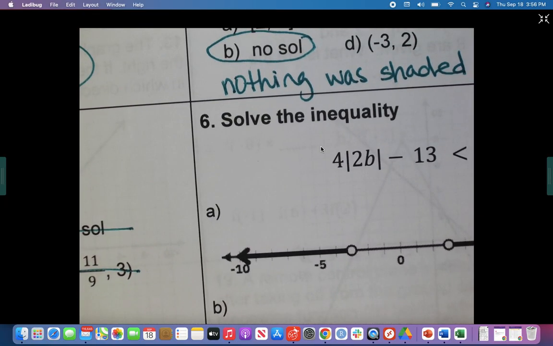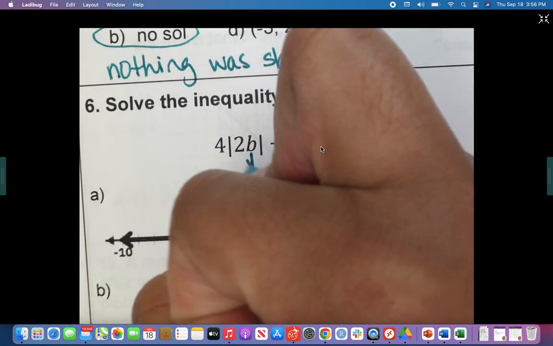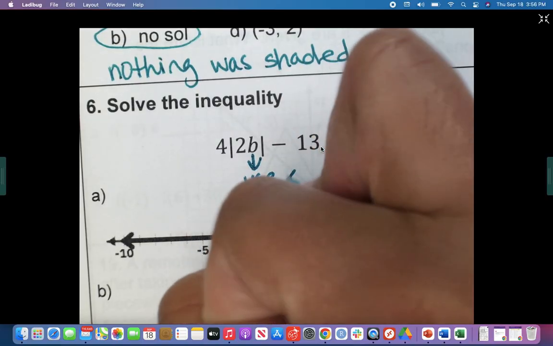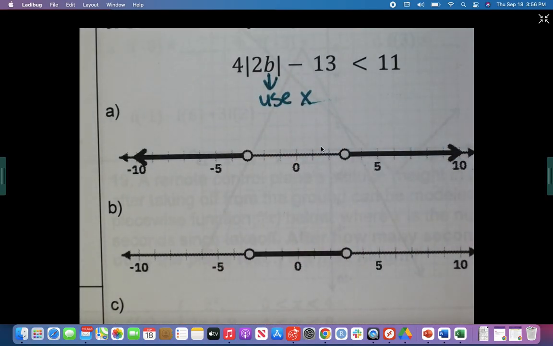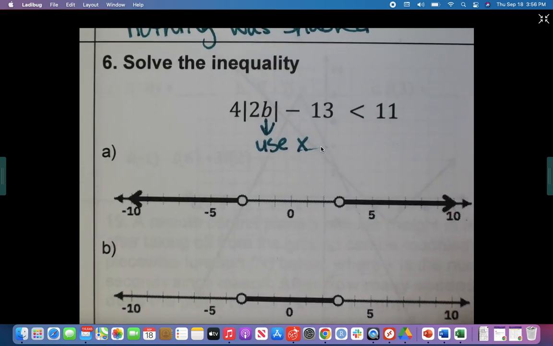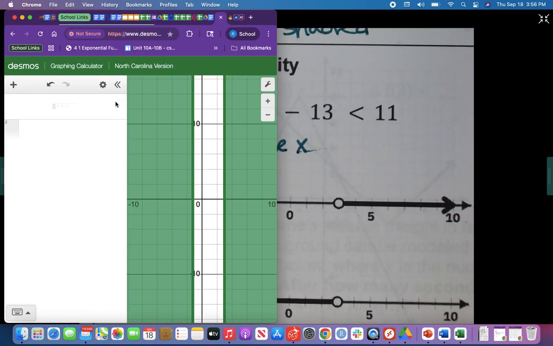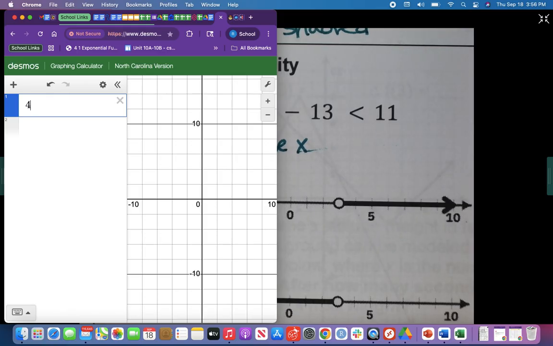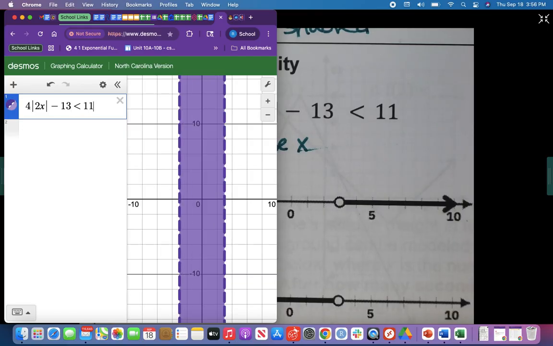Number 6, they use B for the variable, so we need to use X. I'm going to type this in, and then I'm going to pick the answer choice that matches what is shaded on the graph. All right, let me type that in. 4 times the absolute value of 2x minus 13 is less than 11.